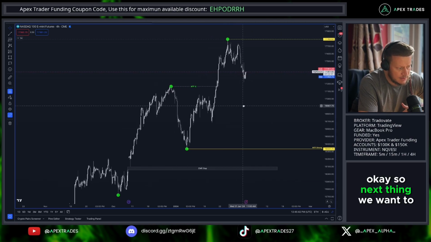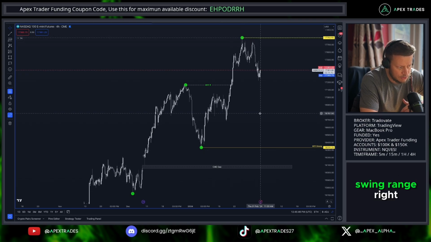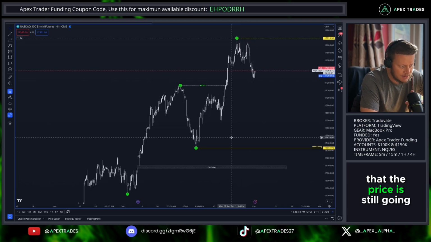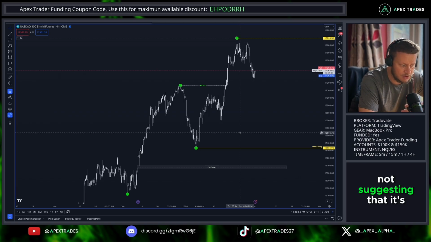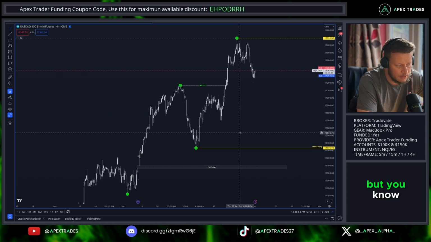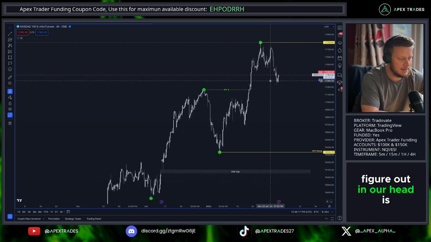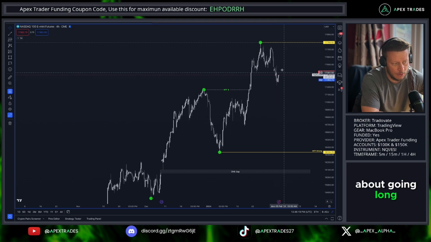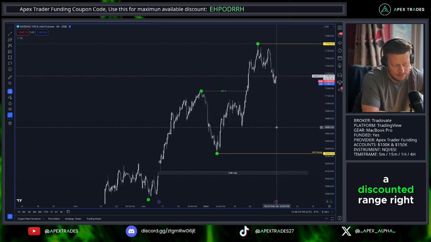Okay, so next thing we want to just understand and identify is within this current swing range, right? If we perceive that the price is still going to continue up, and why would we bet against the trend, right? I'm not suggesting that it's guaranteed, but you typically want to go with the trend. The concept that we need to figure out in our head is I'm not going to start thinking about going long any point yet until we come into a discounted range, right?